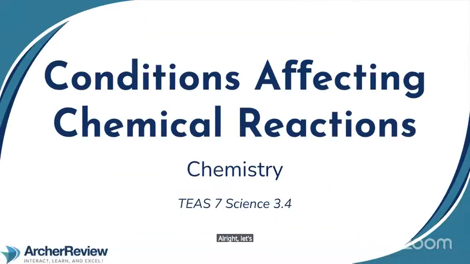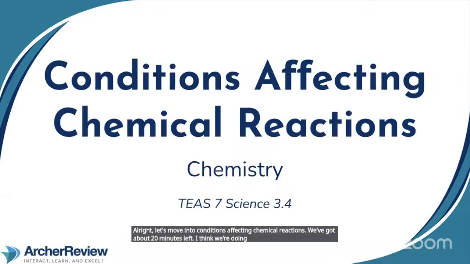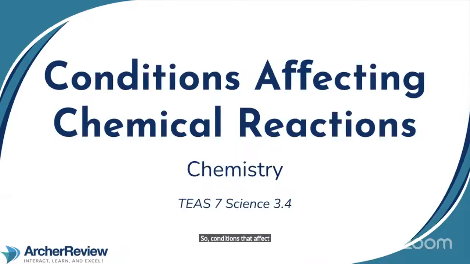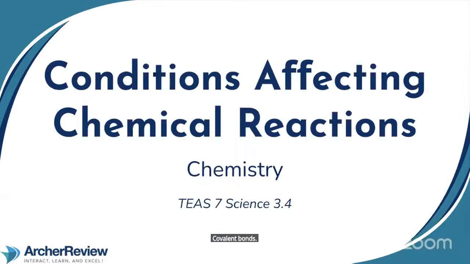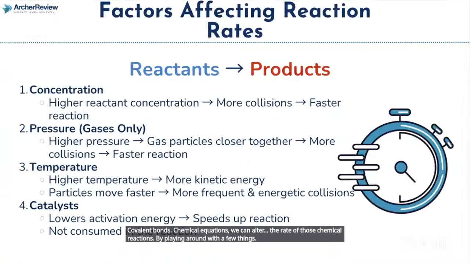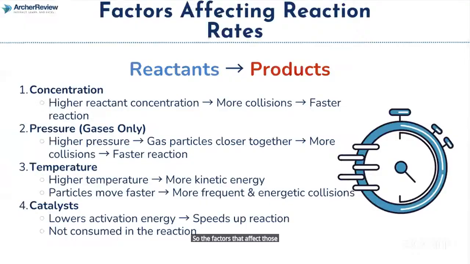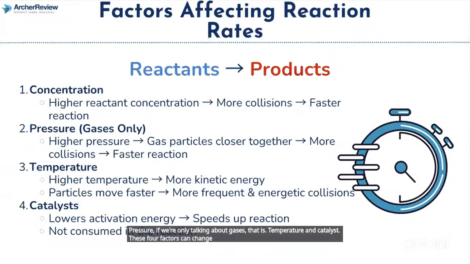All right, let's move into conditions affecting chemical reactions. We've got about 20 minutes left. I think we're doing great on time. So conditions that affect chemical reactions. Talking about the chemical reactions that we just went over, ionic bonds, covalent bonds, chemical equations, we can alter the rate of those chemical reactions by playing around with a few things. The factors that affect those reaction rates are concentration, pressure, if we're only talking about gases, that is, temperature, and catalyst. These 4 factors can change the reaction rate.